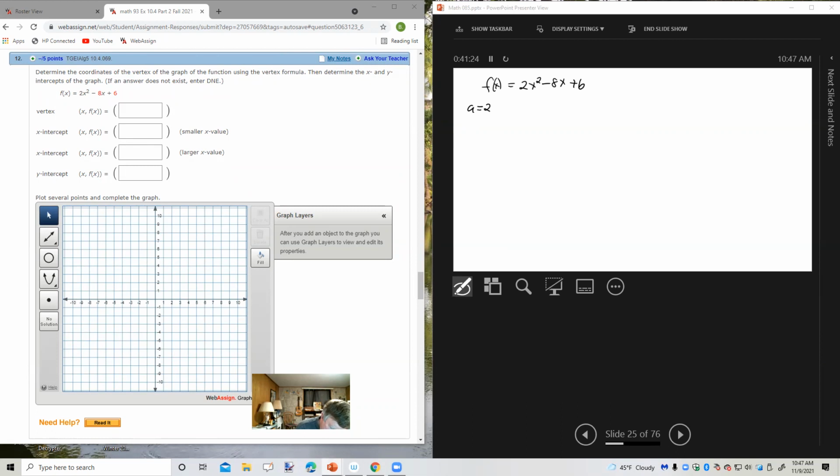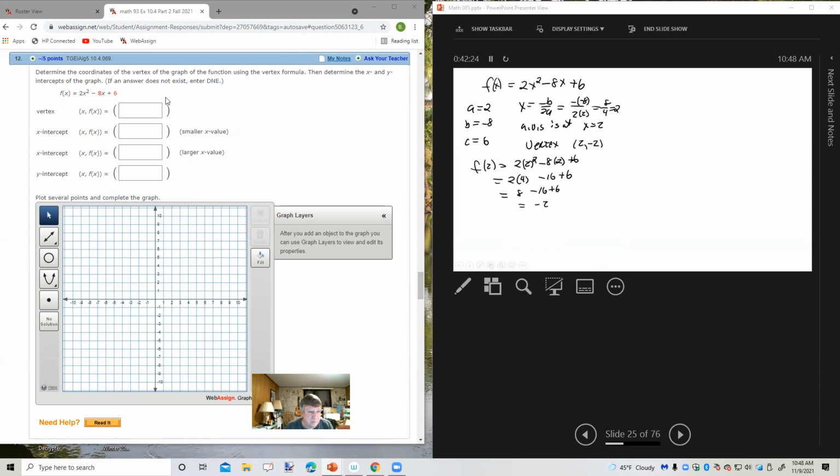So we've got a equals 2, b equals negative 8, c equals 6. It doesn't ask for the axis of symmetry, but to find the vertex, I have to find the x value, which is the same x value as for the axis of symmetry. So I'm going to use x equals negative b over 2a, which is negative times negative 8 over 2 times 2, which is 8 over 4 or 2. So the axis of symmetry is at x equals 2. All right. So the vertex is going to be at 2 comma f of 2. And f of 2 is 2 times 2 squared minus 8 times 2 plus 6. 2 times 4 minus 16 plus 6. 8 minus 16 plus 6, which is negative 2. So the vertex is at 2, negative 2.